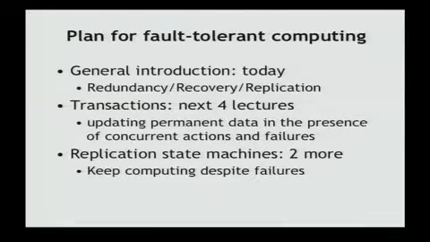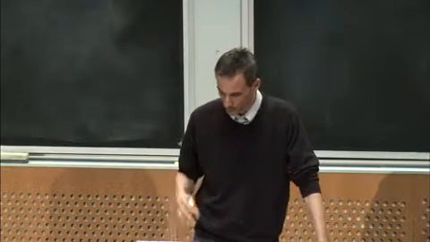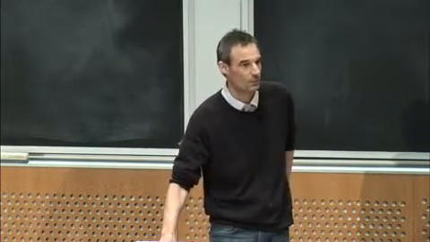So today I'm going to lay it out in very broad terms. I'm going to talk about redundancy, recovery, replication, and just the general way of building fault-tolerant systems with a couple of examples. And then in the next 4 lectures, we're going to focus on transactions, which are a very good building block for dealing with permanent state while at the same time we have concurrency errors and we have failures. This allows us to cleanly recover after failure. And then finally, we're going to talk about actually how to keep running while machines are failing, using an approach that's called replicated state machines. Okay, so that's the broad outline. And so, returning to the kind of failures we need to deal with.